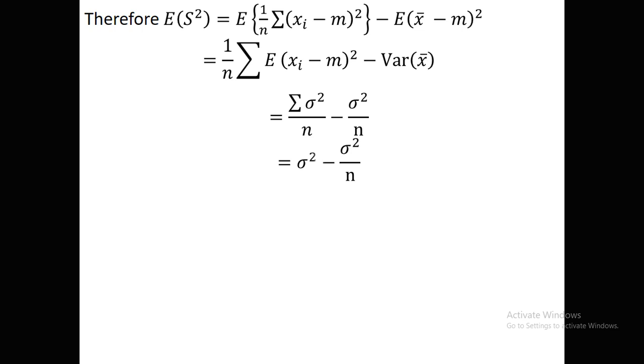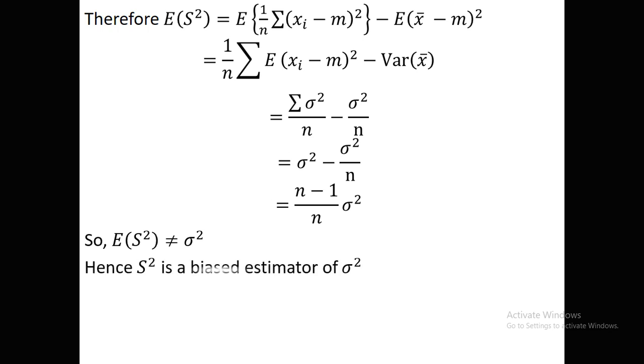Now see what is coming out. E of S square equal to n minus 1 by n times sigma square. If E of S square would have been only sigma square, then we could say that capital S square is an unbiased estimator of sigma square. But what is coming out here? E of S square equal to n minus 1 by n times sigma square. So we cannot say unbiased. We should say that capital S square is a biased estimator of sigma square.